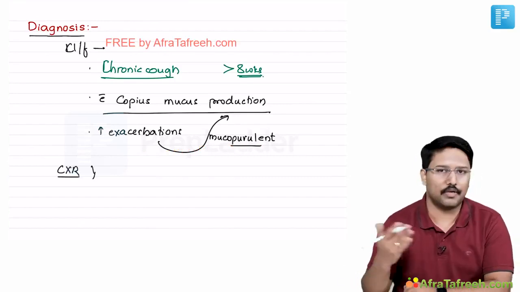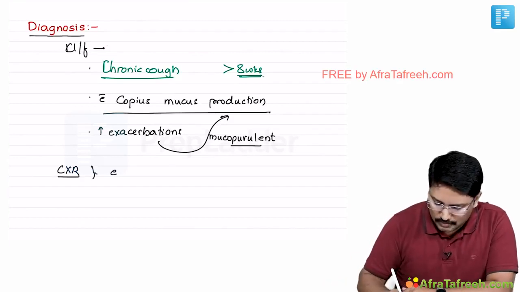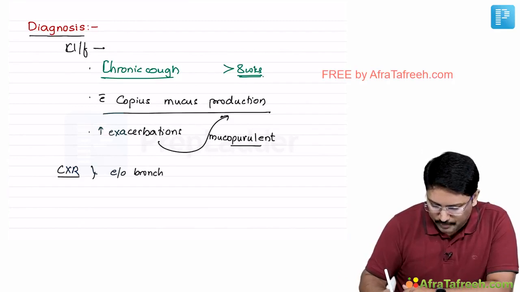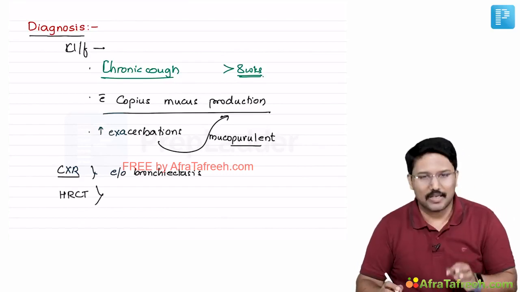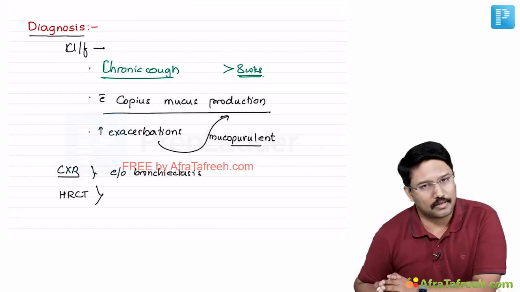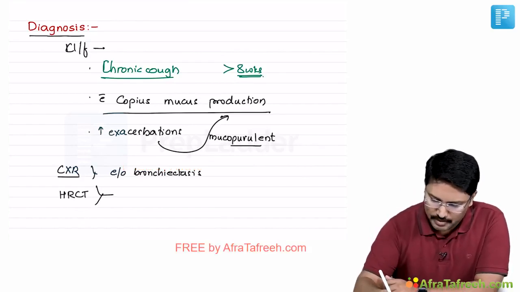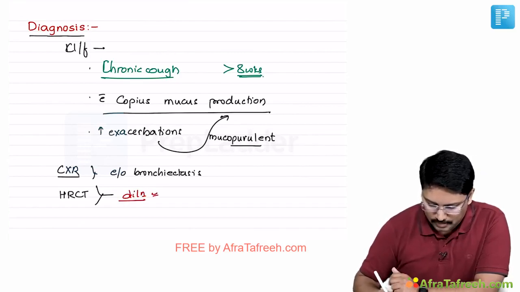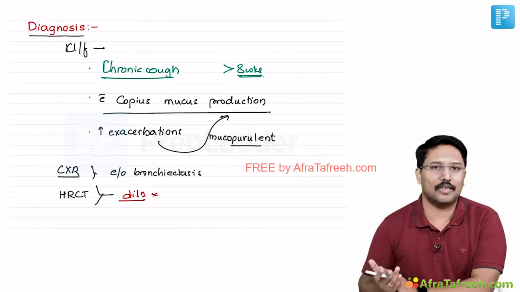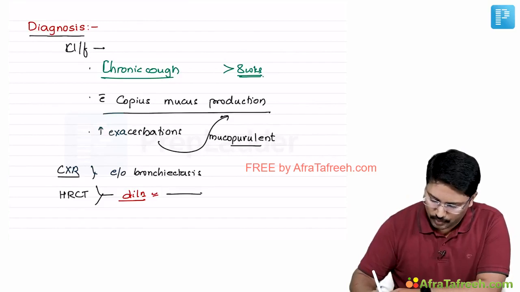You might have done the PFT where you would have already got an obstructive picture, but you do a chest X-ray. You might have evidence of bronchiectasis, but the better investigation would be doing the HRCT, because the CT will help you precisely locate the segments of the lungs where the bronchiectatic changes are present. So on the HRCT, you will be able to see those dilated abnormal bronchi, right?